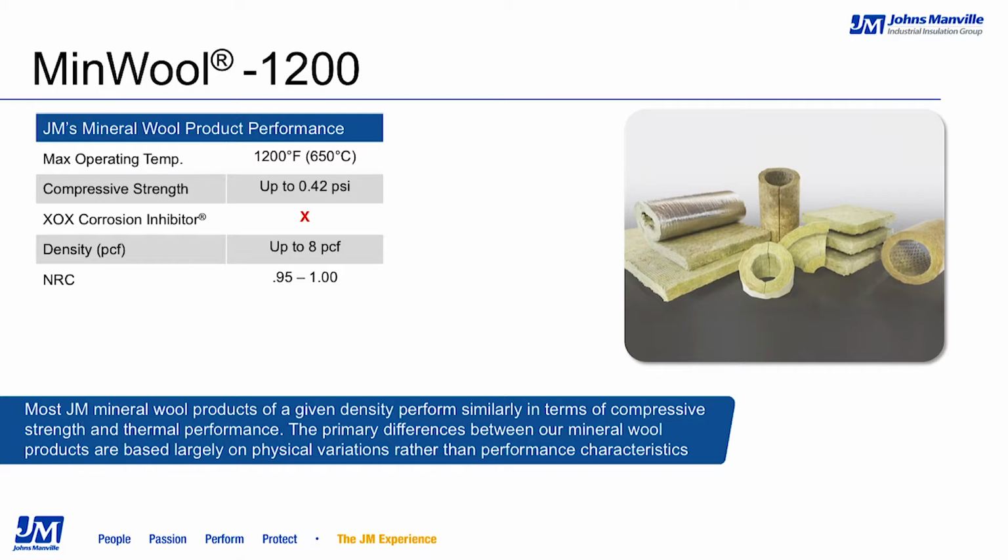You will see our Manville 1200 line can come in a variety of densities and has a maximum operating temperature of around 1200 degrees Fahrenheit. For acoustics, it has a noise reduction coefficient, or NRC rating, of about 0.95 to 1, which is essentially the fraction of sound absorbed versus sound reflected. As an example, the 0.95 NRC rating essentially means that 95% of the sound it comes into contact with will be absorbed, and the remaining 5% would be reflected back out.